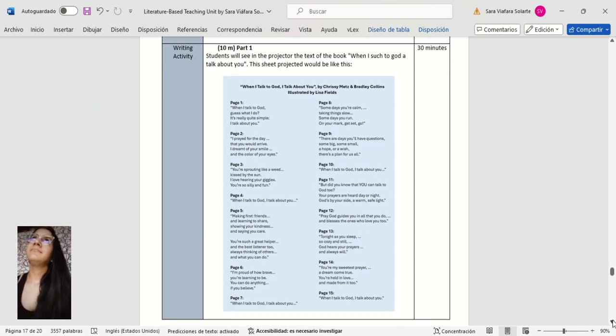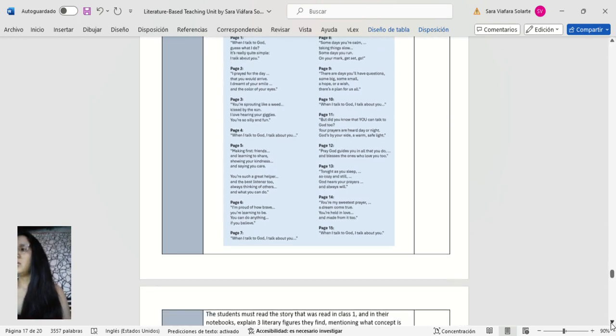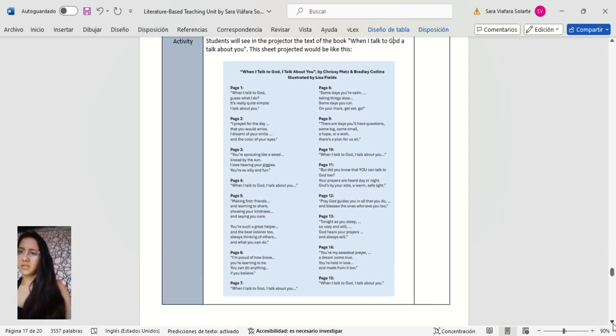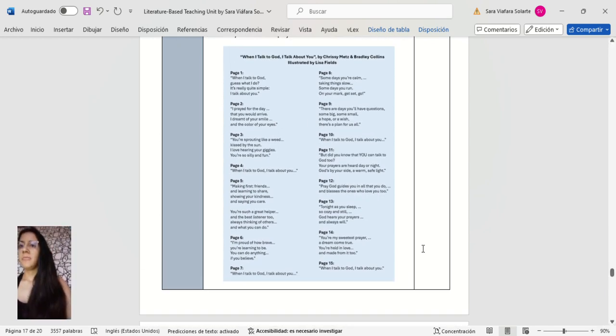The summative evaluation has 2 parts, and in the first one the students will see on the projector the text of the book, When I Talk to God, I Talk About You. And this is how they would see the image on the projector: the text of the story, page 1, page 2, and so on.